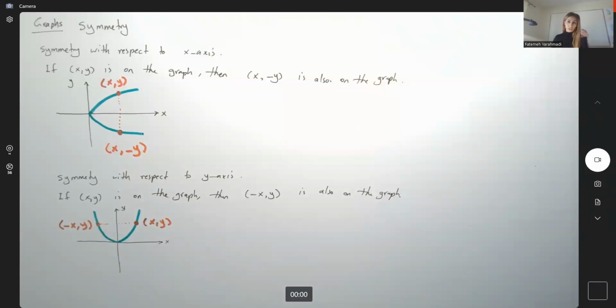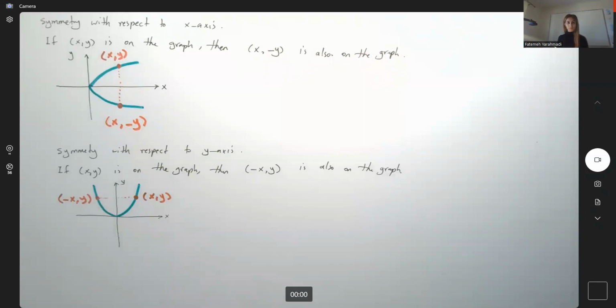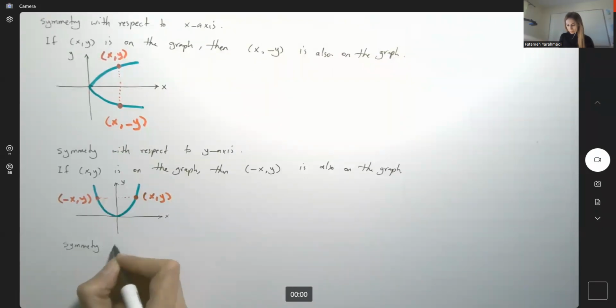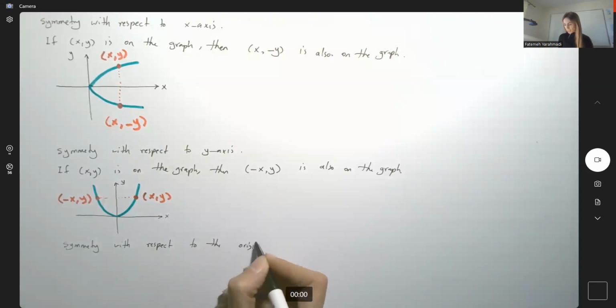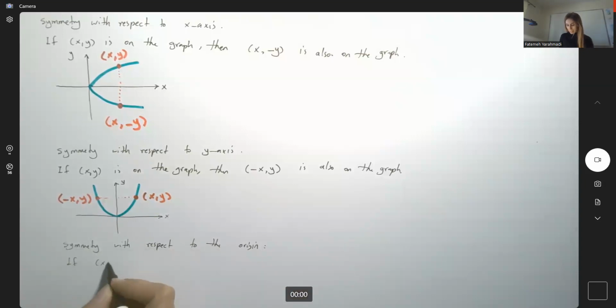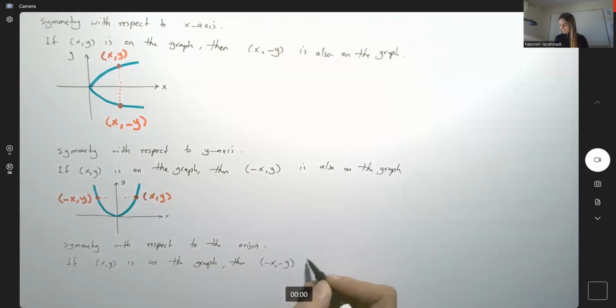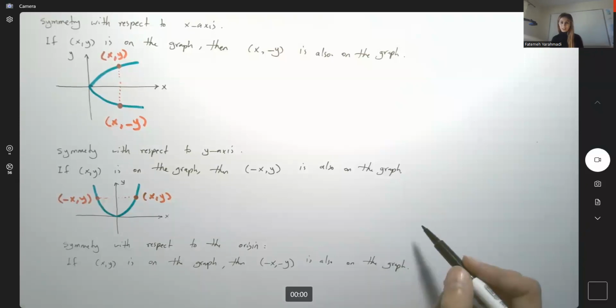If you take a point on the graph and the opposite of that point is also on the graph, we have symmetry with respect to the origin. So let's write this down. Symmetry with respect to the origin. If x and y is on the graph, then minus x and minus y is also on the graph. For example, let's take a look at this graph here.